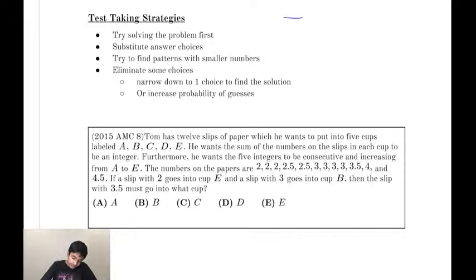And sometimes, again, you can eliminate some choices. That means you can maybe narrow it down to one choice to find the solution, or if you can't narrow it down to just one choice, you can still increase your probability of guessing it correct. Because even if you can eliminate 2 or 3 choices, now your probability of guessing it is 50% or 33%. So now you have a much higher chance of getting the problem right, and that can help increase your expected score.